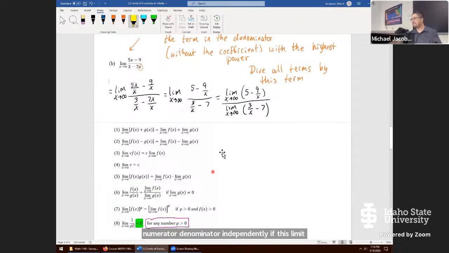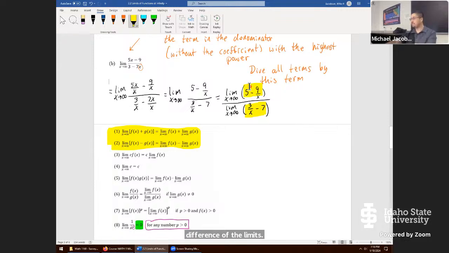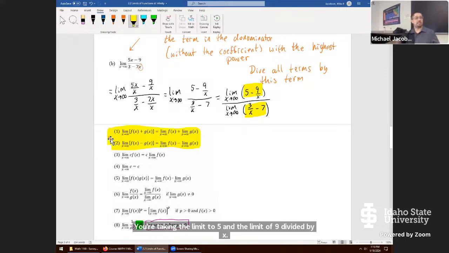Now that we're done that, up here we need the limit of 2 different terms, 5 minus 9x, same in the denominator, but that's what limit laws both 1 and 2 are telling us. If you take the limit of a sum or a difference of functions, the result is the sum of the limits or the difference of the limits. We won't write in that step, but what it's telling us is we're taking the limit of 5 and the limit of 9 divided by x at the same exact time, and that's okay by these limit laws here.